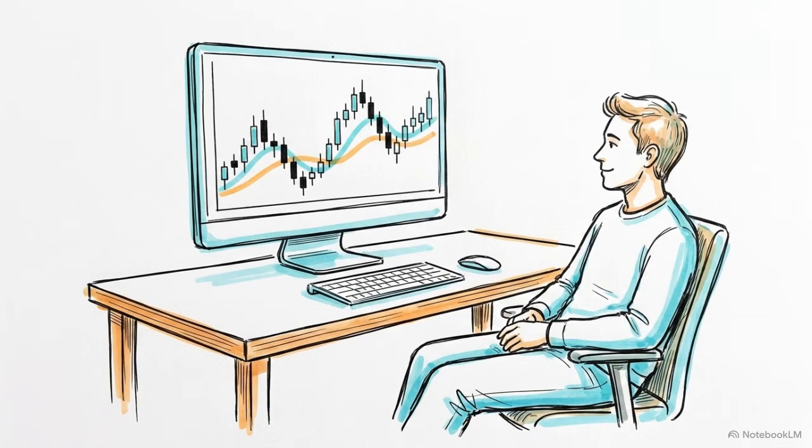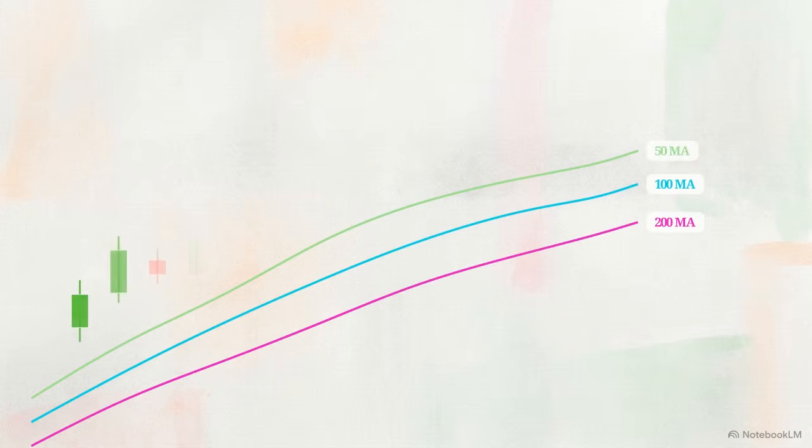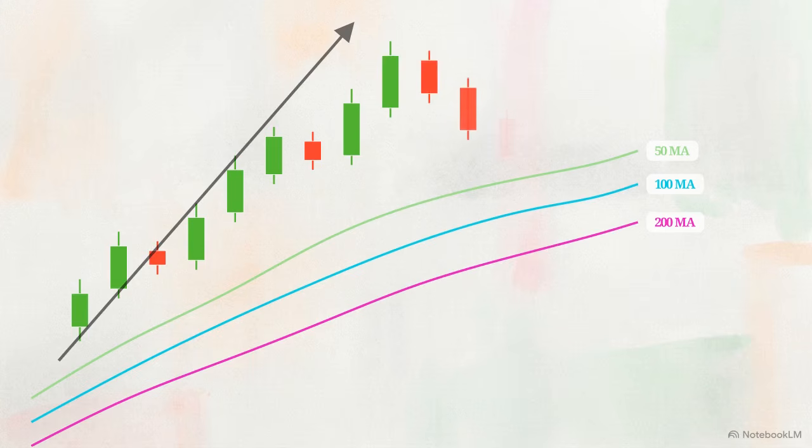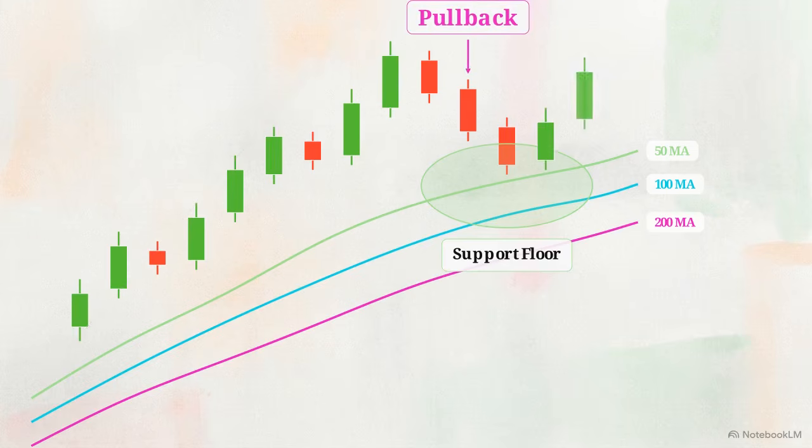Now that we have found a clear trend, we have to wait for the safest moment to step in. Look closely at how this rising trend behaves. It never moves in a straight line forever. Eventually, the price takes a breath and temporarily drops back down toward the moving averages or a recent support floor. We call this a pullback.